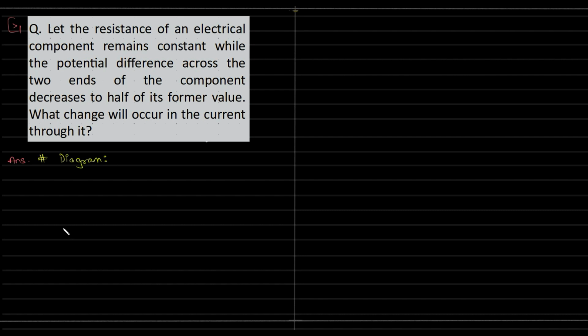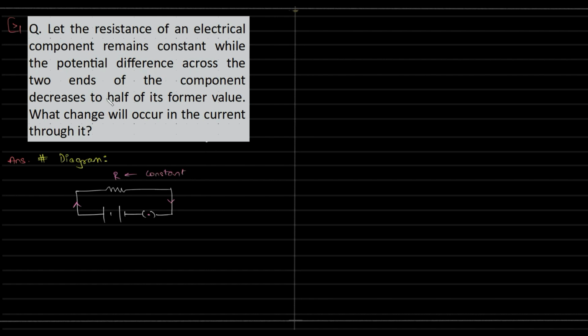I hope you guys have paused and tried it out. So I'm explaining this with a diagram, which is not required, but again, it's only for understanding. So you need not do this in your exam. You have a voltage source. So when I switch this on, there will be flow of current through a resistor R. So what the question is telling is, let the resistance of the electrical component remain constant. So this is not changing. This is fixed.